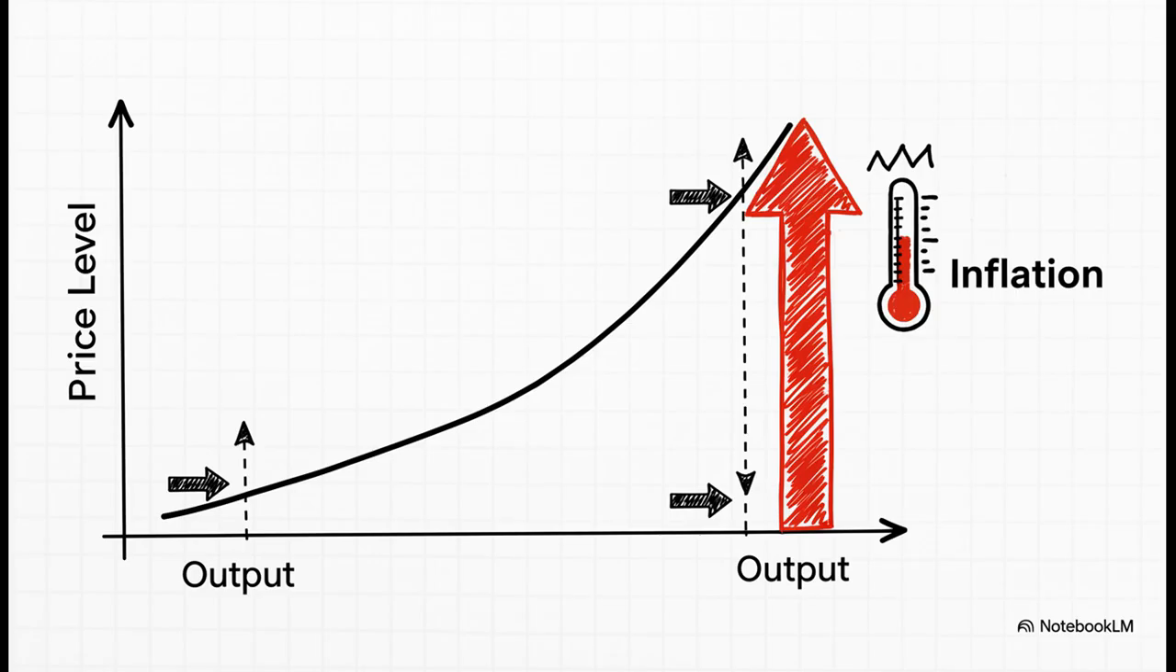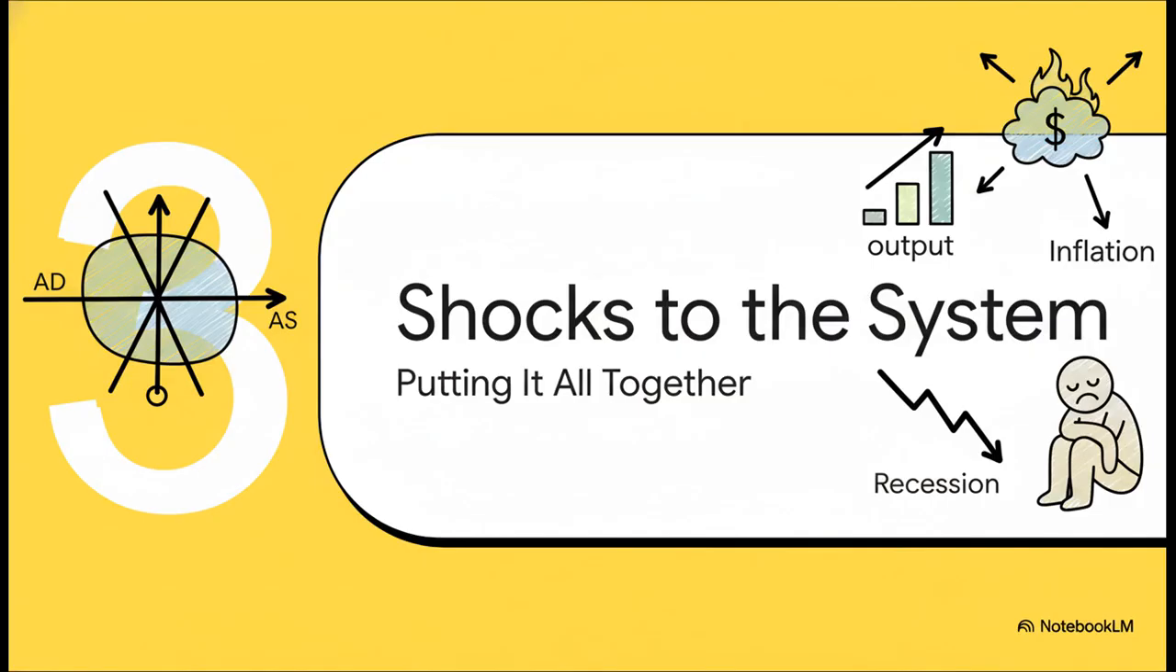Pushing past this point doesn't get you much more stuff. It just gets you rapidly rising prices. In other words, inflation. All right, now for the grand finale. This is the moment we've been building towards. We have our downward sloping demand curve and our upward sloping supply curve. So what happens when we put them on the same graph?